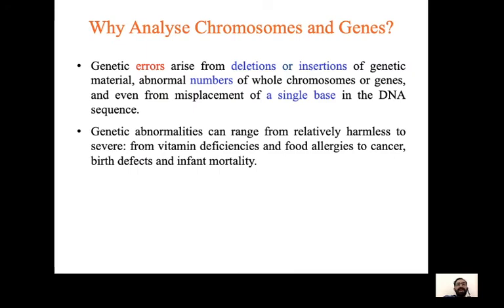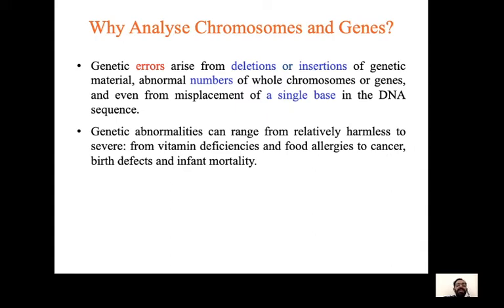So while we analyze the chromosomes and the genes, there could be some genetic errors, and that could be because of the deletion or the insertion of the genetic material, that is the nucleotide bases, and there could be an abnormal number of whole chromosomes or genes, or even a misplacement of a single base. A single nucleotide base could be misplaced, and sometimes it could have devastating effects, just like we have seen in the case of hemophilia.